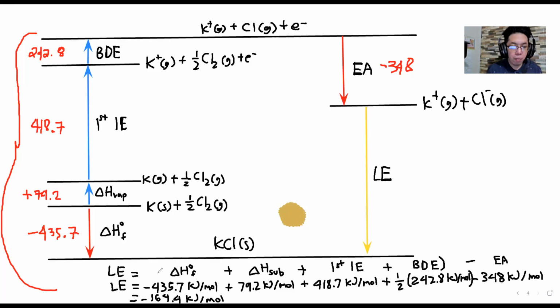Kasi if you will negate that, you will not be considering the value of your delta H naught or enthalpy. O, sige. You calculate now your value when it is positive. Magiging ganyan yan eh. Sus. Sige, go. Go ahead. Dapat negative delta H naught formation plus delta H sub plus first IE plus BDE minus EA.